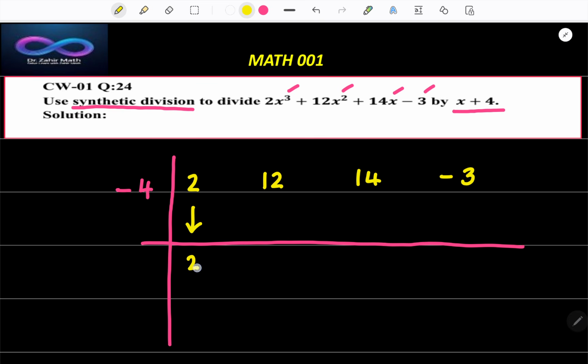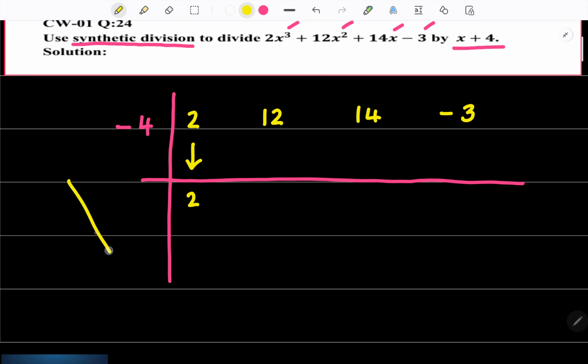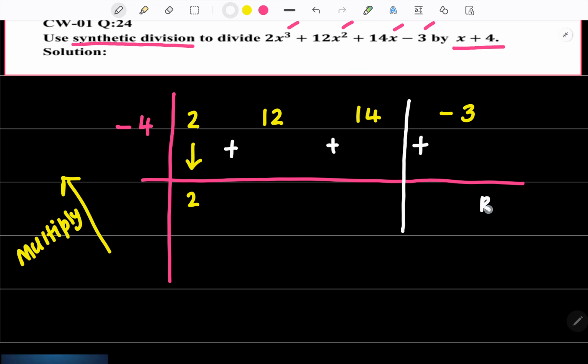Take the first number 2. Right. This side what I said? Multiply. This side what I said? Multiply. What I said this side? This side you are going to do plus. Keep in your mind. And the last column is what? We are going to say remainder. Okay. Baki. Remainder means what? Baki in Arabic. Right.